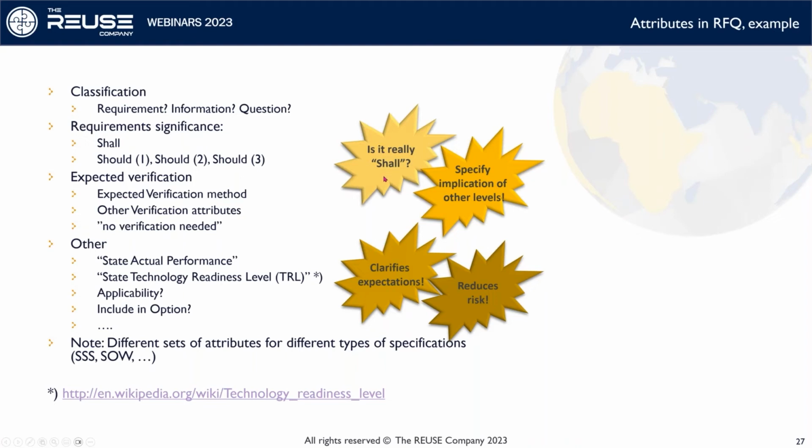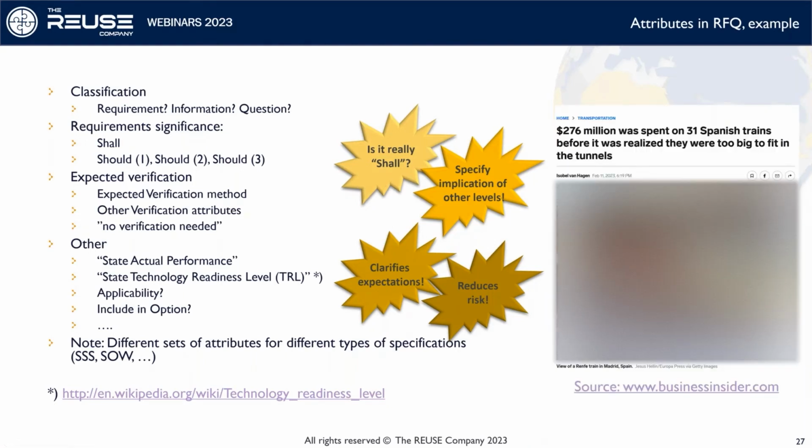And having said that, shall requirements are not always a good thing. Sometimes you definitely need them. And here's one example where probably one single shall requirement could have saved somebody a lot of money. There was a procurement where a number of trains were found to be too big to fit in the tunnel. So at some point of time, if somebody had written, the trains shall fit in the tunnel, it would have been a great idea.